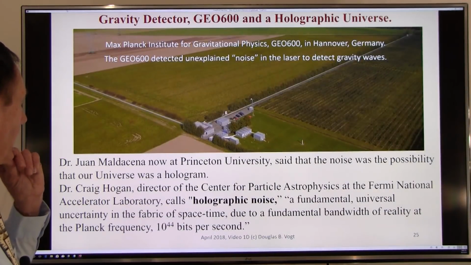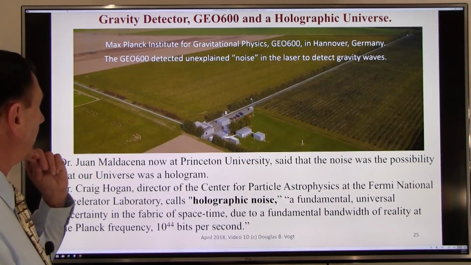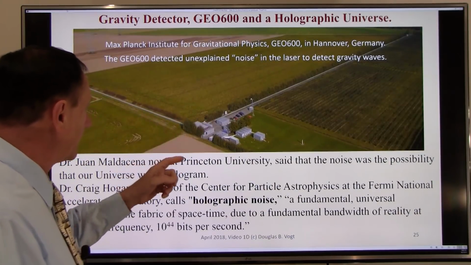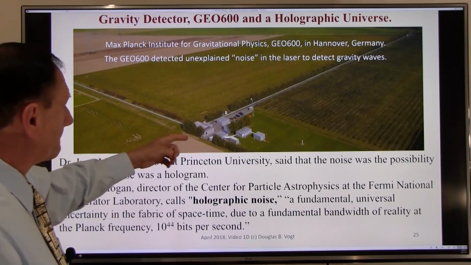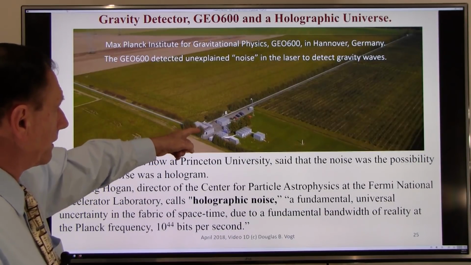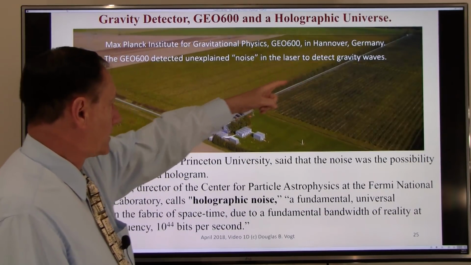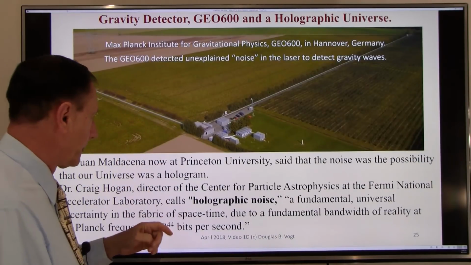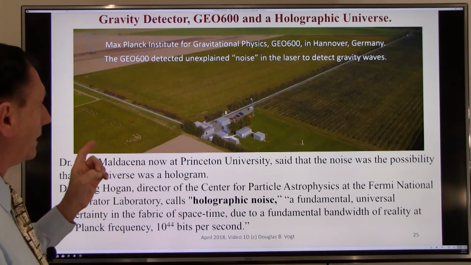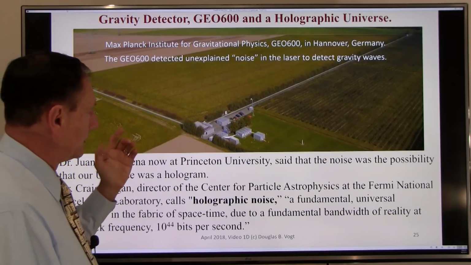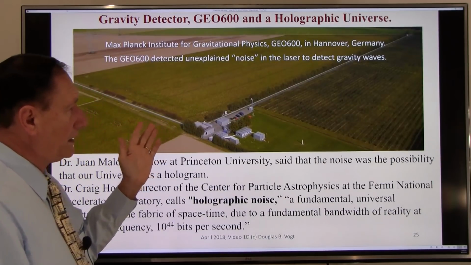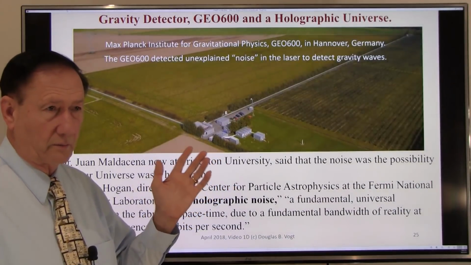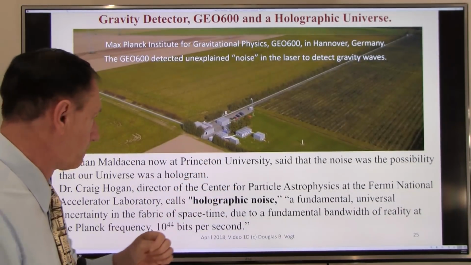Gravity test, gravity detector. This one's from the Max Planck Institute in Hanover, Germany. They built this thing. It's basically two lasers, with a beam splitter here, and I think it's like 600 meters long each arm. It's very sensitive for certain things. Unfortunately, what happened was the laser had a lot of noise in it. Electronic noise, or it had noise in the image.